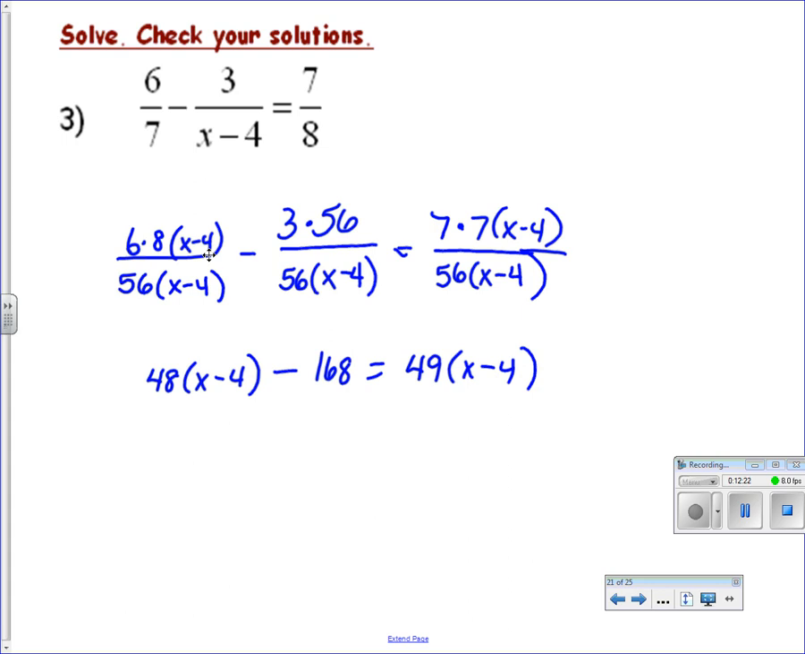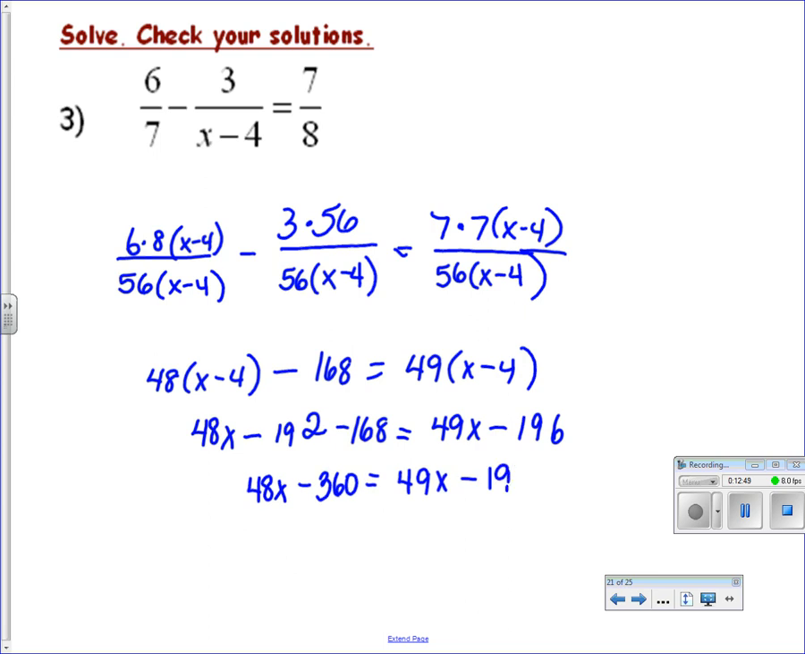And so then we're just going to distribute, so we're going to have 48x minus 192 minus 168, and then we're going to have 49x minus 196, because that'd be 49 times 4. Put together these two. So we're going to have 48x minus 360 equals 49x minus 196. I can subtract the 48x both sides, so I'll get negative 360 equals x minus, yep, so we're going to add 196 both sides.